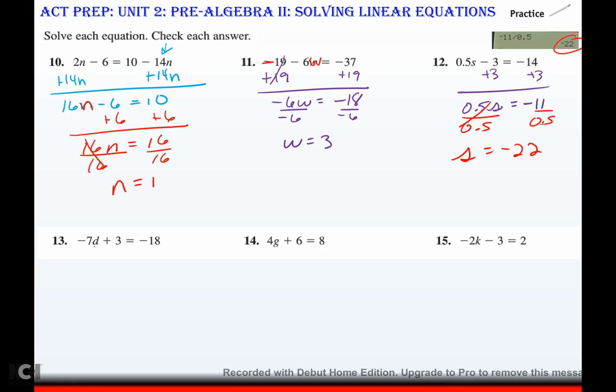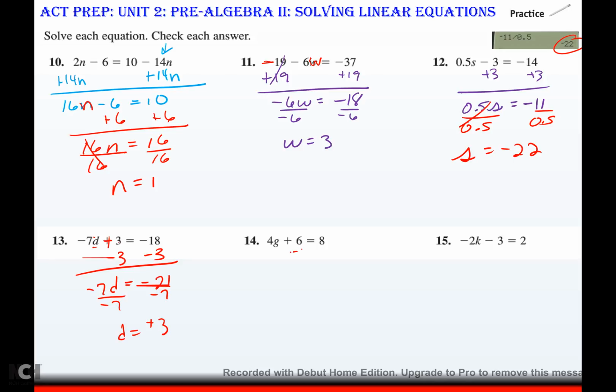Alright, 13. There's your letter. They're multiplying and adding. I got to undo adding first with subtracting. Both sides, I get negative 7d equals negative 21. Divide by negative 7, and d equals positive 3.